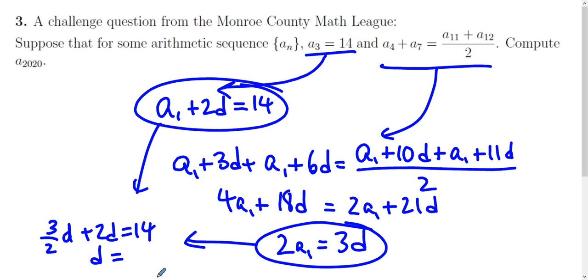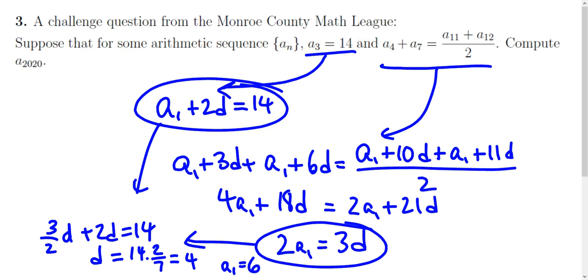Well, what's that make d? This is 4 halves d, so this is 7 halves d. So this is 14 divided by 7 halves. That's 4. And if that's 4, then that's 12. So first term is 6.